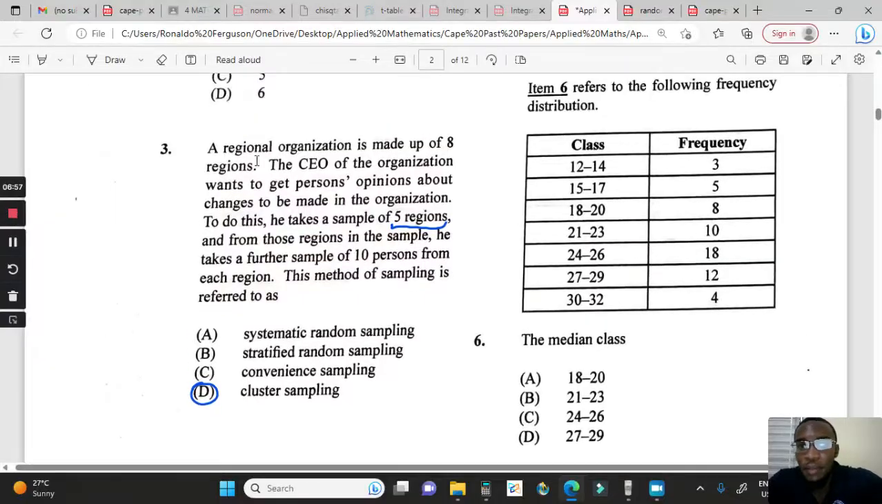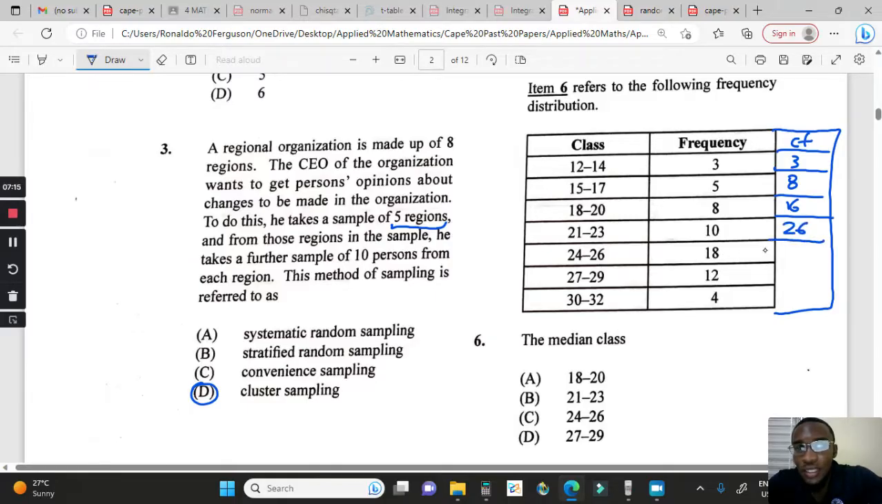This one wants the median class. All you need to do first is create a column and write cumulative frequency. So cumulative frequency. So this is 3, add 3 to 5, 8, 8 to 8, 16, add 10 to that, that's 26. Add 26 to 18, that's 44. Add 44 to 12, that's 56, and then this is 60.